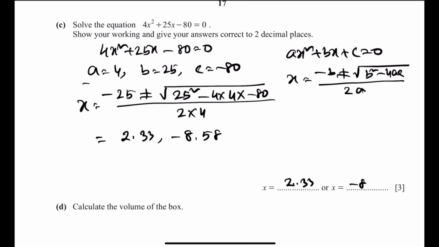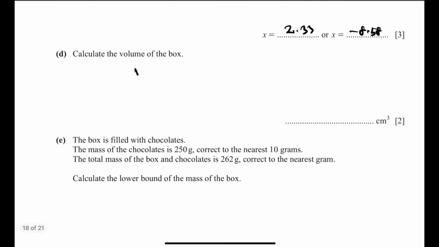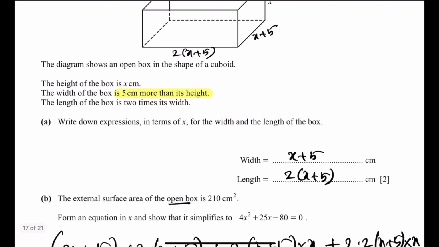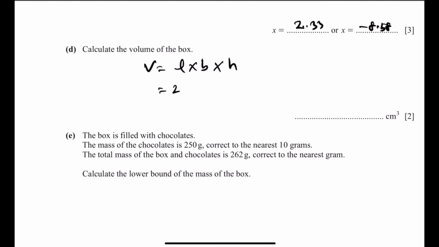2.33 and minus 8.58. You know how to calculate this. So calculate the volume of the box. We know that volume of the box is length multiplied by breadth multiplied by height. Length cannot be negative. So to find the volume, we use length 2x plus 5, then x plus 5, then x. Let me use x value 2.33.